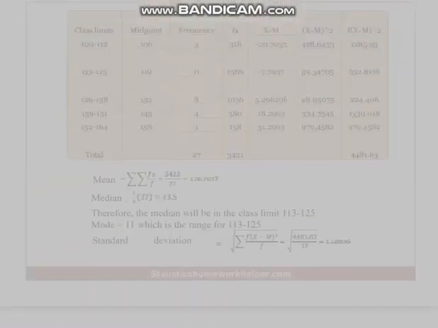Total 27, 3,421, 4,481.63. Mean equals. Median: therefore the median will be in the class limit 113 to 125. Mode equals 11, which is the frequency for 113 to 125. Standard deviation equals.